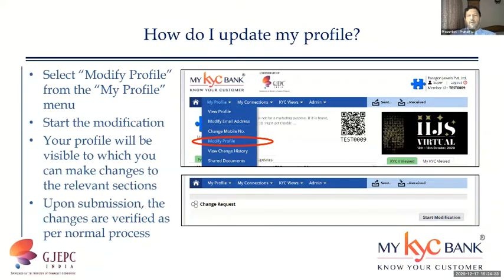So how do you update your profile? If I want to update my profile, again, select the profile tab, go to modify profile. You say start the modification, and you will be able to view your profile and you can make changes to specific elements of it. Once you submit it, the changes are verified as per the normal process. So the compliance team will check it. Once they're satisfied with it, they will okay the change.